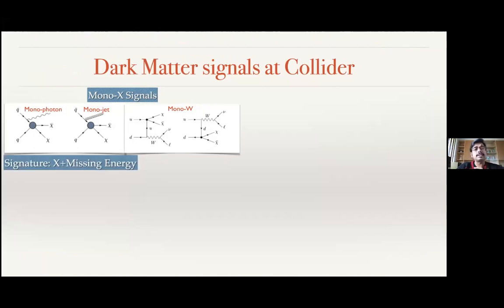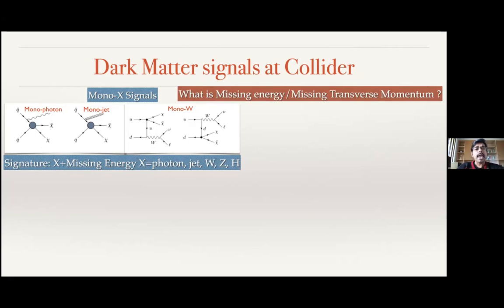And the signature is basically you can radiate some X from the initial state, and it can be a photon, a jet, or any of the massive gauge bosons. However, the dark matter is not detected in the detector. Therefore, that has to be missed, and that gives you a momentum imbalance. This is what is attributed to missing energy or missing transverse momentum.